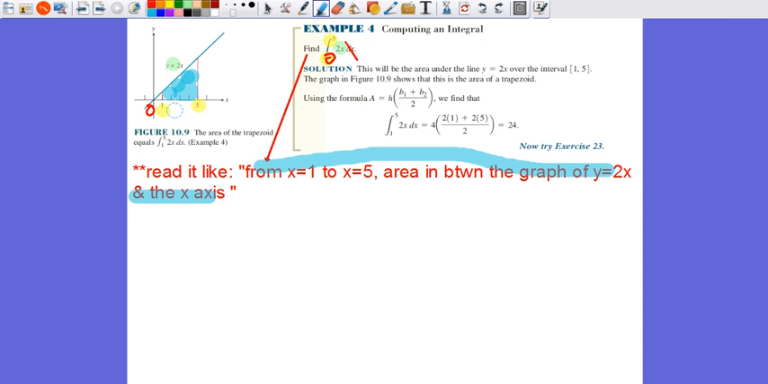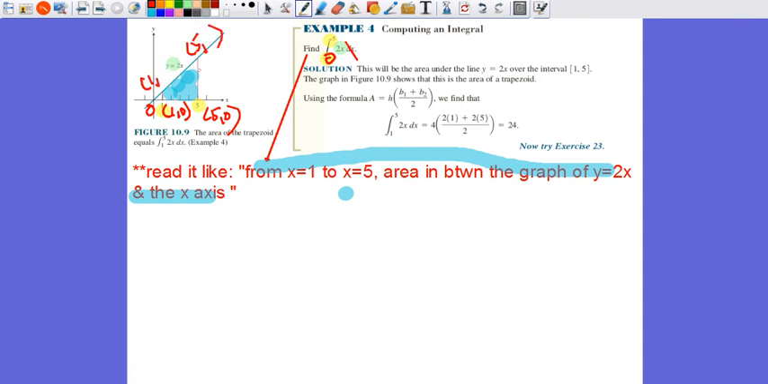So let's figure out this point. This point is easy. This is 1 comma 0. This is 5 comma 0. And this is going to be 1 comma something. My parentheses looks like a C. This is going to be 1 comma something, and this is going to be 5 comma something.